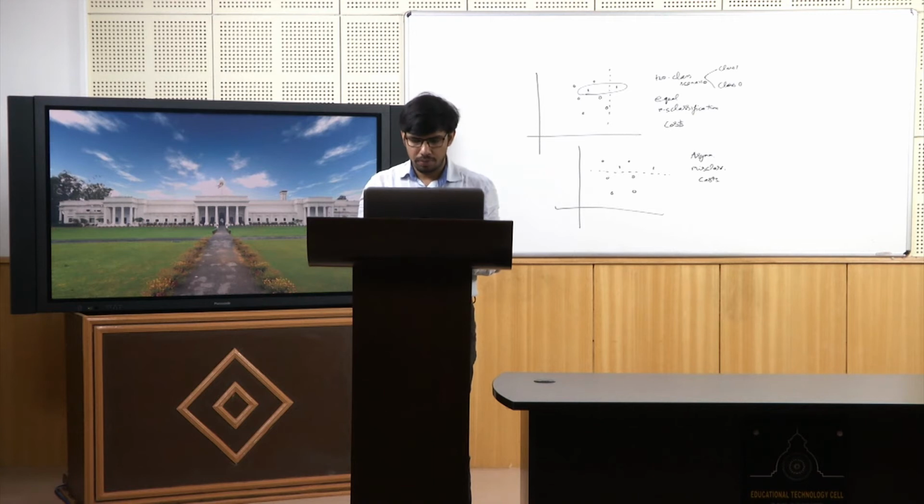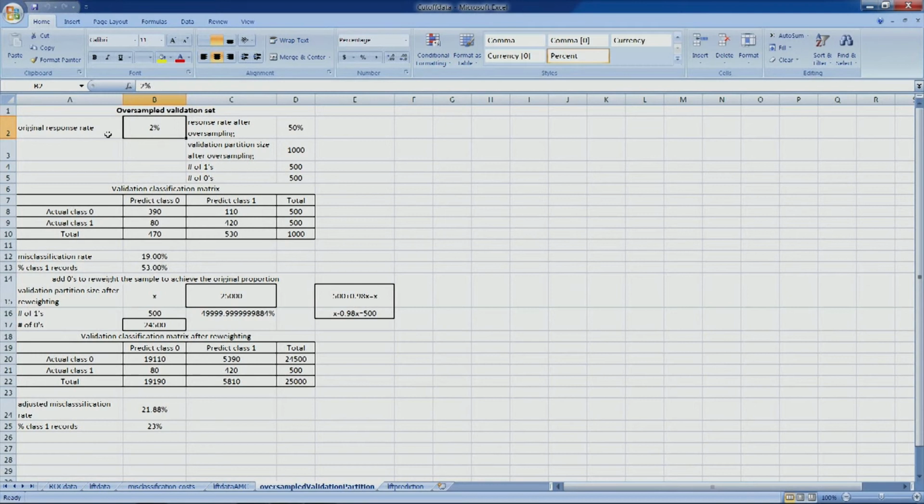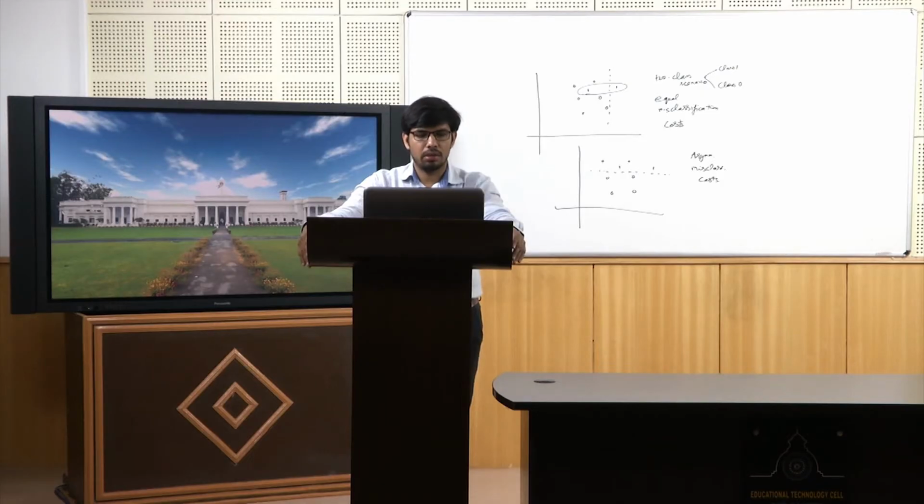So, this is the scenario. We have an oversampled validation set. The assumption is that in the original sample, the response rate is 2%. That means the records belonging to the class of interest are just 2%, and the other records belong to the other class 0. So records belonging to class 1 are just 2% of the sample, and 98% of the records in the sample belong to class 0.